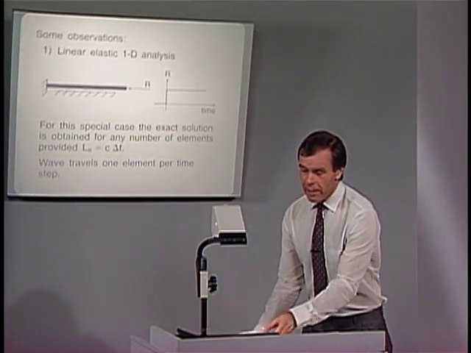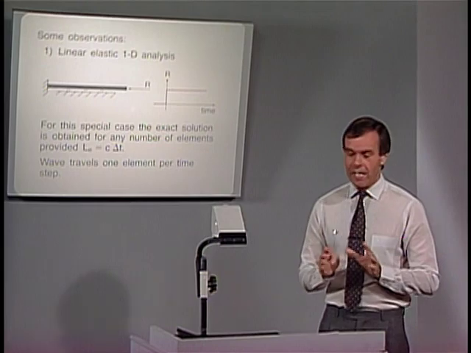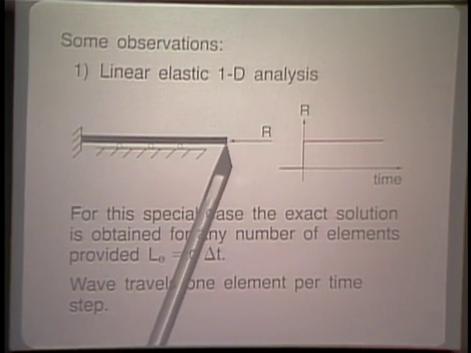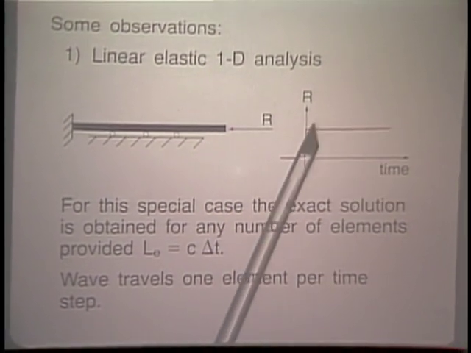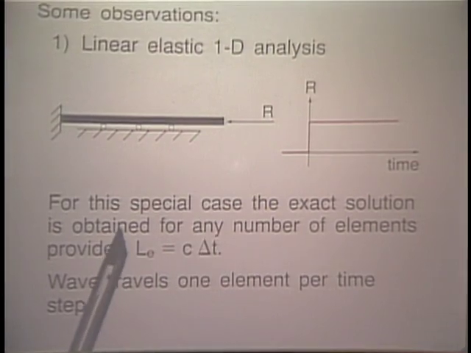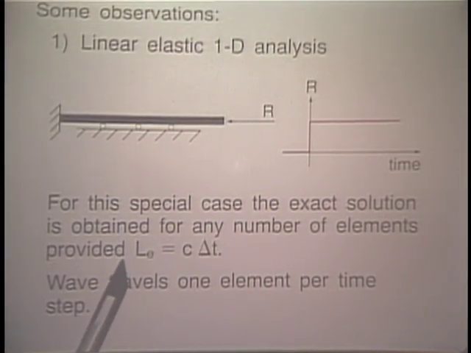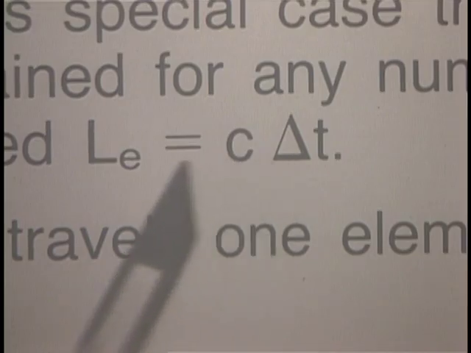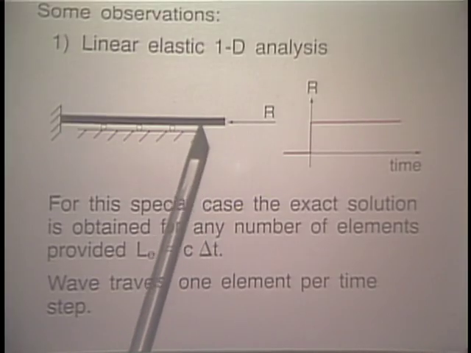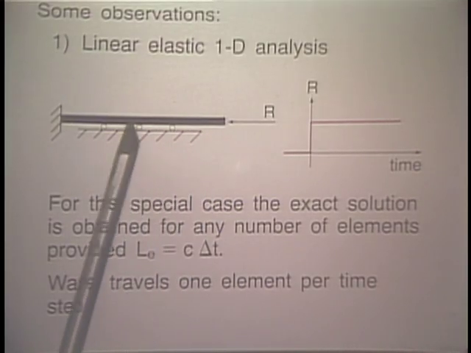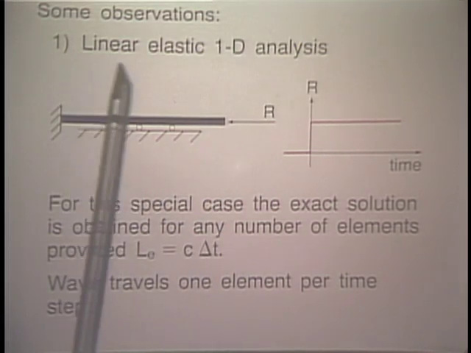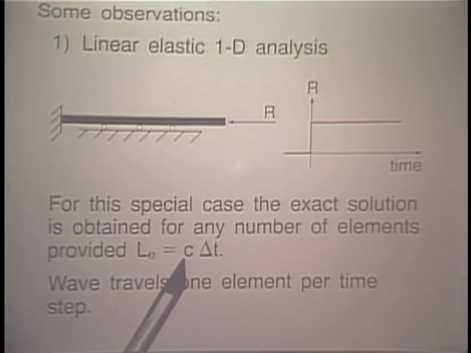Let us look further at some observations regarding the method. In the analysis of this problem, where we have a beam subjected to an end step load, as shown here, we can get the exact solution by simply choosing a finite element mesh of truss elements that satisfy this relationship here. In other words, we represent this beam using two noded truss elements, and these have a length equal to c times delta t. Of course, we are looking here at a linear elastic solution, meaning that c is constant.